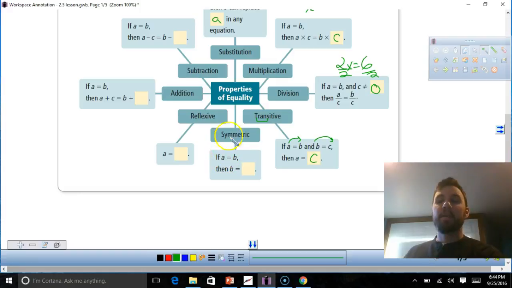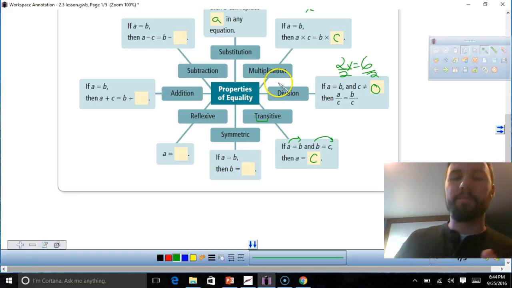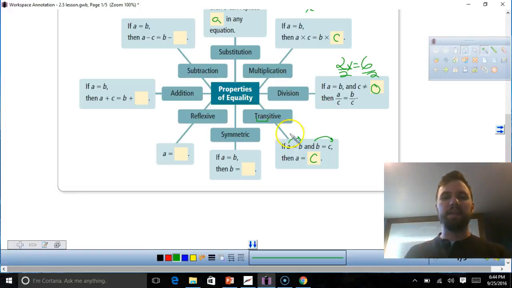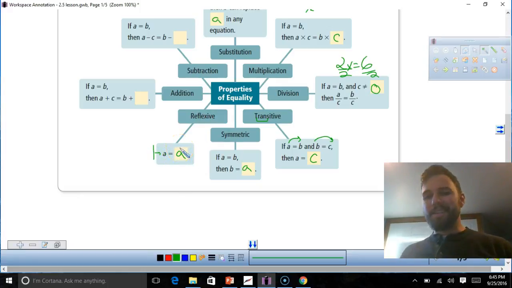Symmetric. That means symmetry. You cut it in half. It's equal both sides, right? If A equals B, then B equals A. That one's silly to me. I don't know. Reflexive's worse. Reflexive means that A is looking in a mirror. Another A. A is equal to A. Hey! That makes sense, kinda.